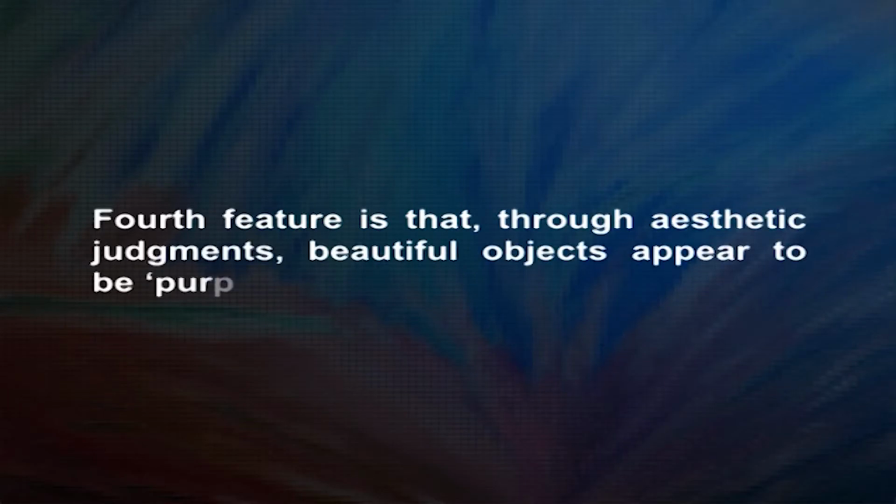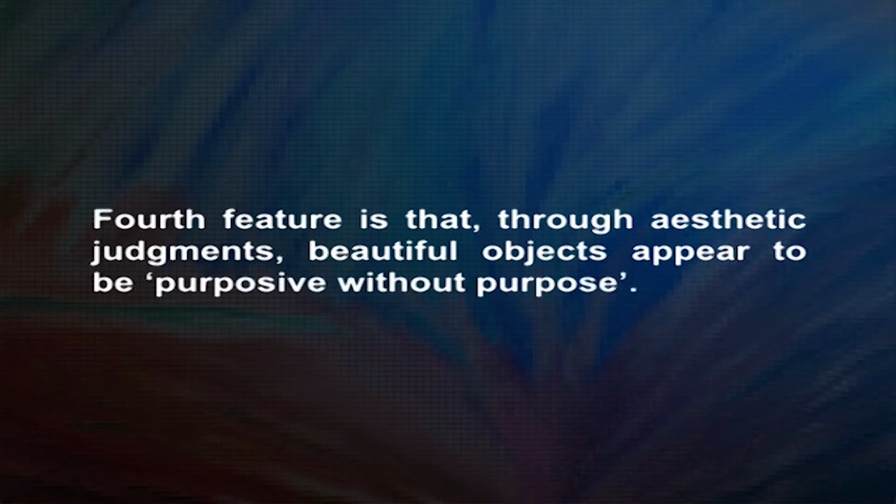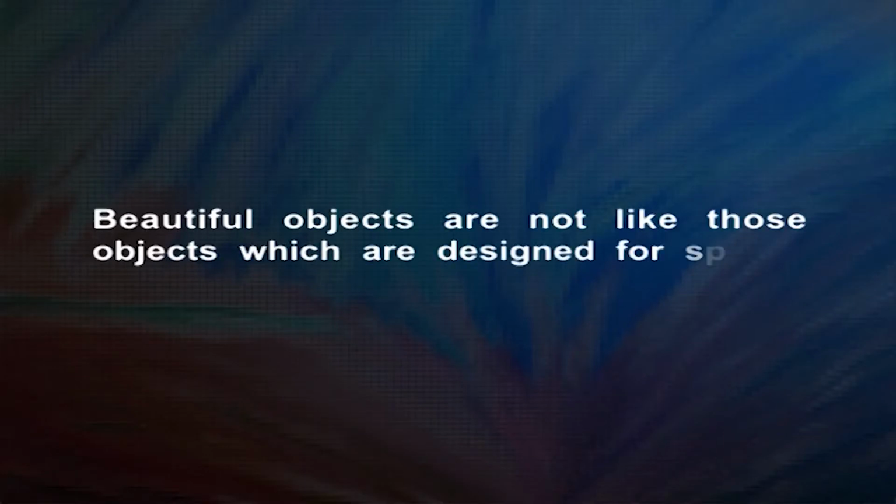Fourth feature is that through aesthetic judgments, beautiful objects appear to be purposive without purpose. Here, Kant argues that it is part of the experience of beautiful objects that they should affect us as if they had a purpose, although no particular purpose can be found. In other words, beautiful objects are not like those objects which are designed for special purposes.